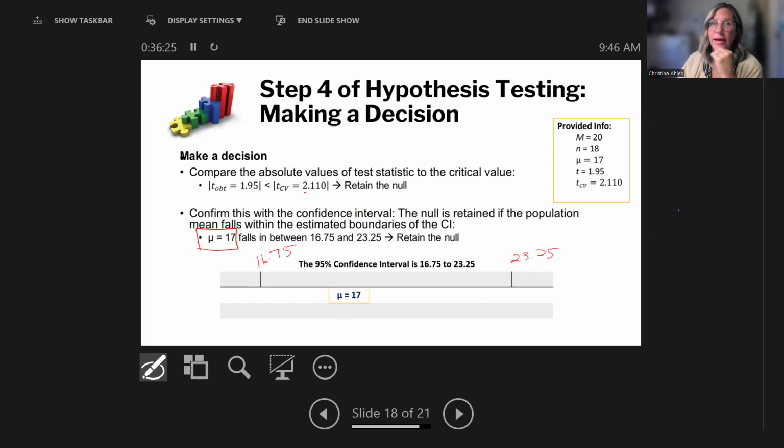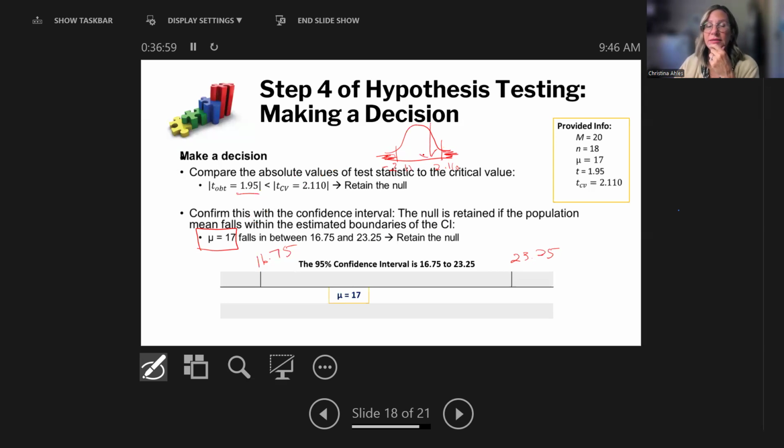And then if we compare the absolute values of the test statistic, we can see that as well, because our critical value is 2.110. Our obtained test statistic is 1.95. So if you'll look at our distribution here, we have 2.110. Here's our critical region. We have negative 2.11 over here. Sorry, it's messy. 1.95 falls somewhere over here.